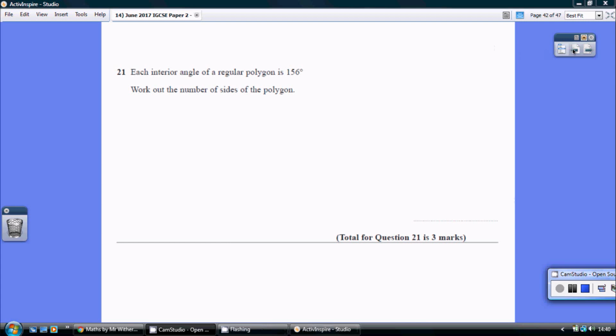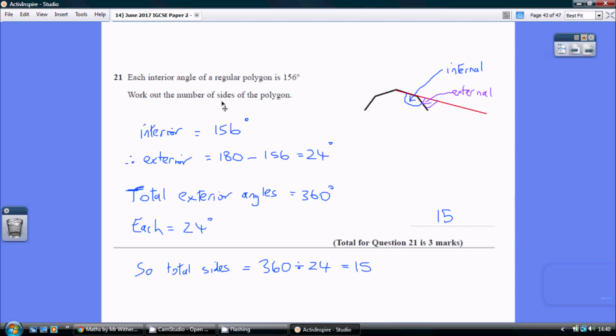Question 21. So if each interior angle is 156, then each exterior must be 180 take away 156, which is 24. That's because an interior angle plus an exterior angle add up to 180 degrees. So each exterior angle is 24 degrees.